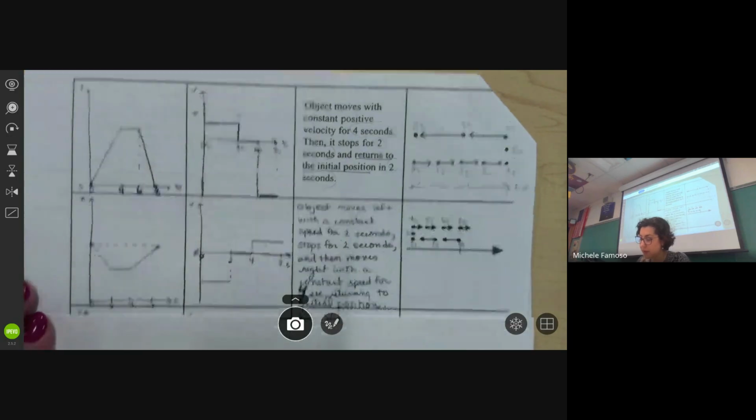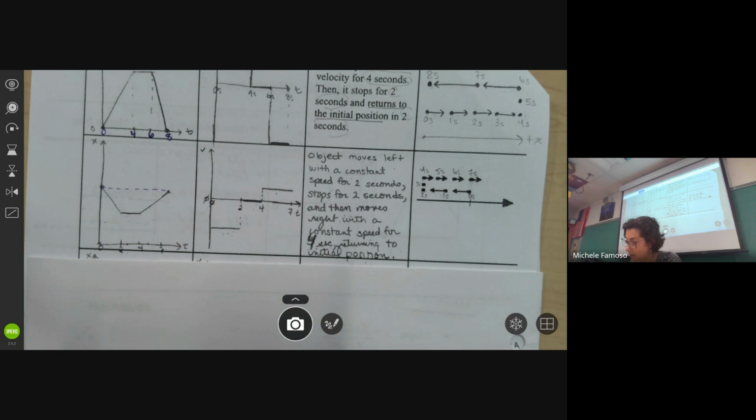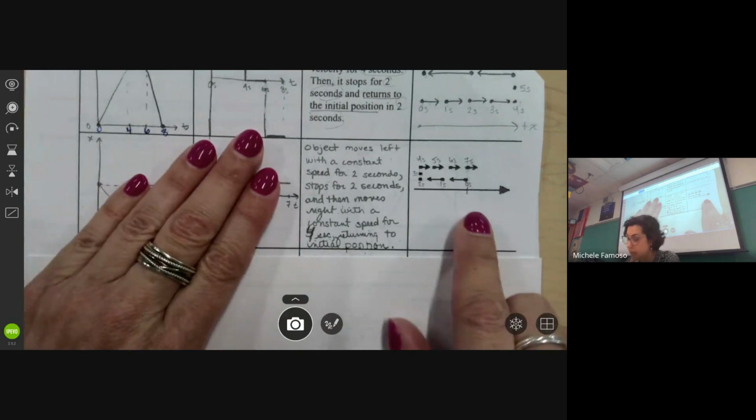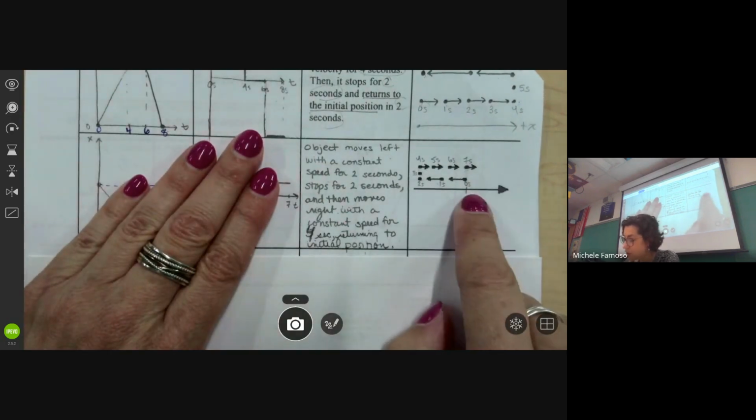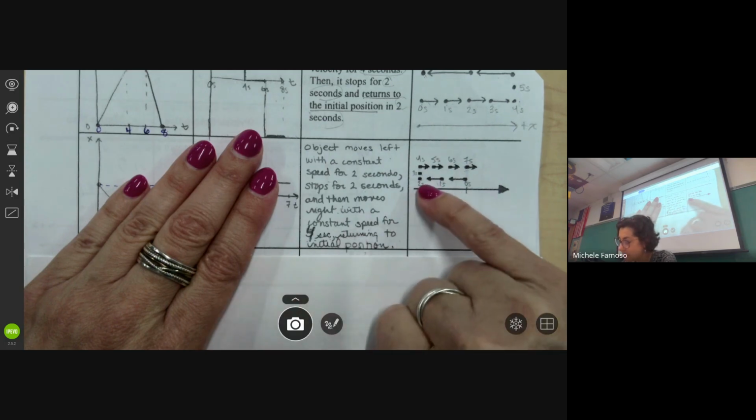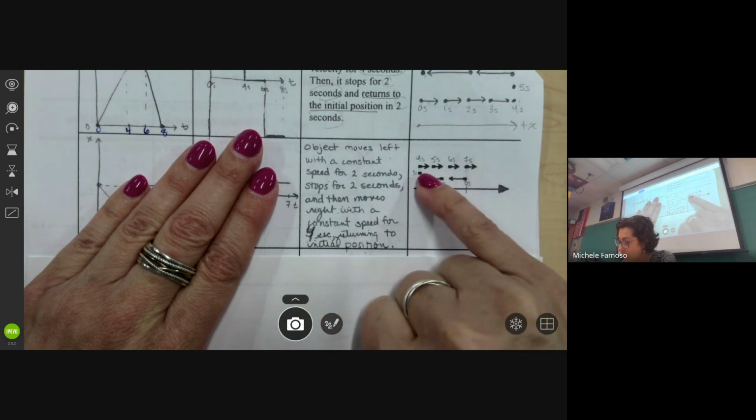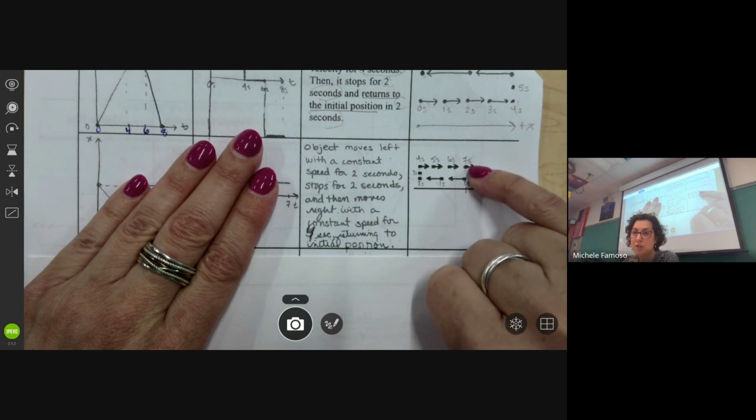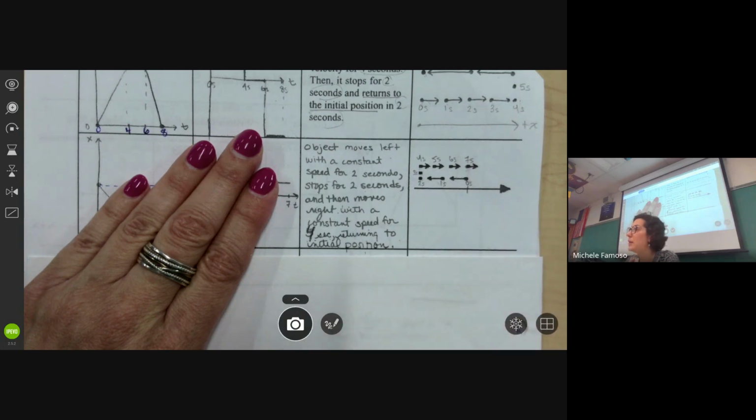All right, let's look at the next one. What did I give you here? I gave you the motion map. So let's start with the description. This description for this motion map is that we have an object traveling to the left with a constant speed for 2 seconds. It then stops for 2 more seconds, and then it moves to the right with a constant speed for the next 4 seconds. And it returns back to its initial position. You see how those 2 dots are lining up? That's getting us back to our initial position.